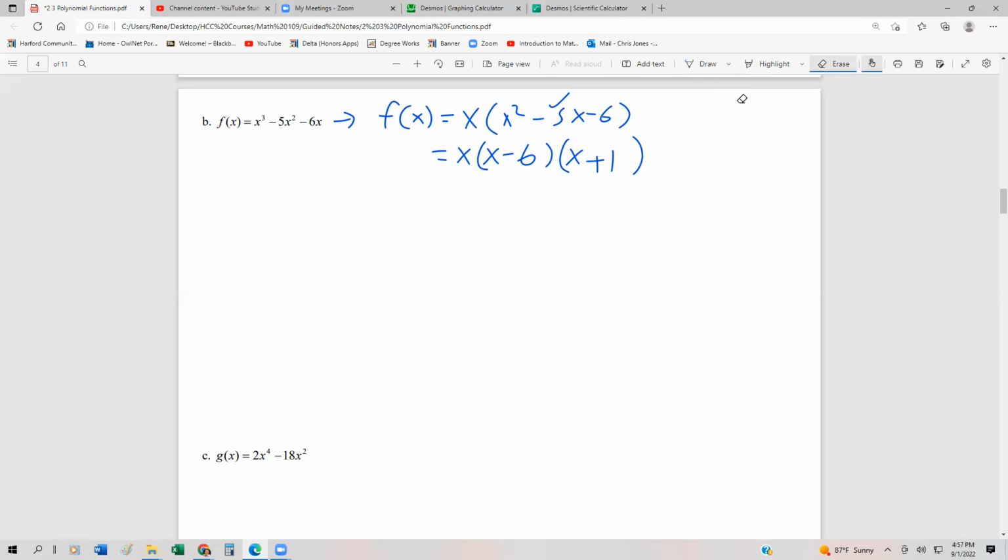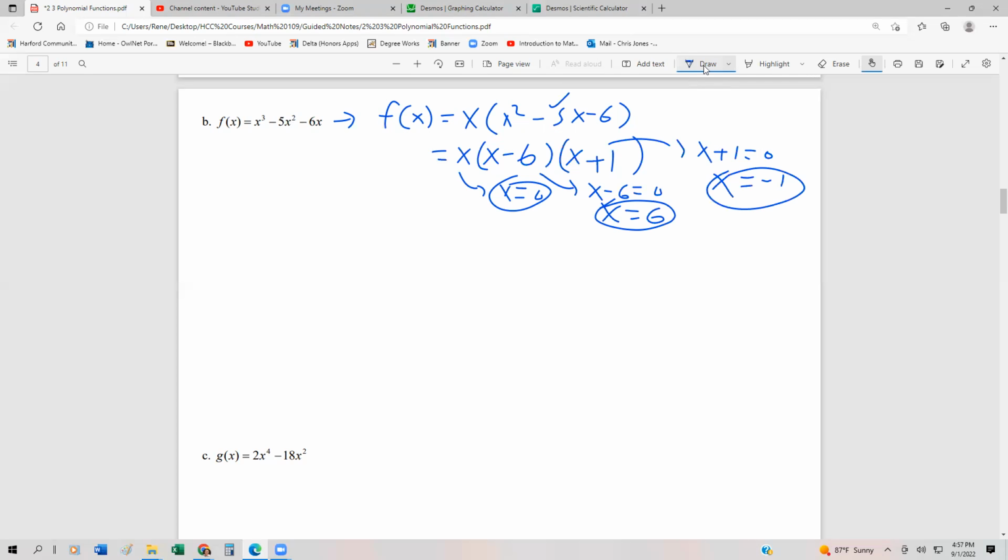Okay, so our zeros for this function are when we set x equals 0, x minus 6 equals 0, and then x plus 1 equal to 0. And so the solutions are x equals 0, x equals 6 by adding 6 to both sides, and x equals -1. And I also want you to notice that the degree of each of those factors is 1. Right, so this is x to the first, this is x to the first, and this is x to the first. And so that means that the multiplicity for all three of those is going to be 1.